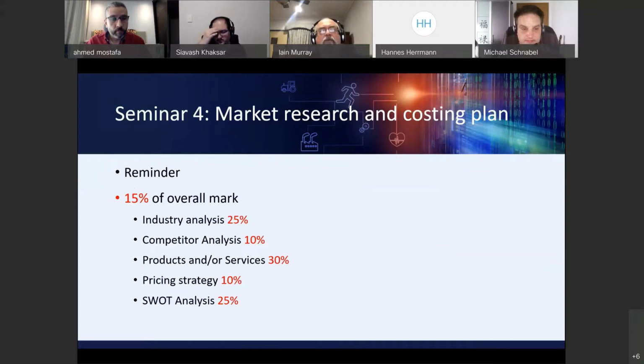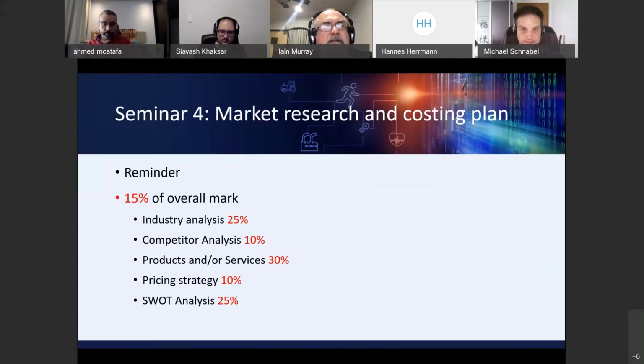This is a critically important thing to know who you're going to be competing against. So a good investigation into who your competitors are, what your advantages are over them, etc. 30% on the products or services that you're providing. What are the advantages of it, how you're going to actually develop a system that will deliver these products or services. Your pricing strategy, 10%, again, crucial thing that you must keep in mind, otherwise you're either going to end up out of pocket or broke or worse. And finally, the SWOT analysis, which is 25%.